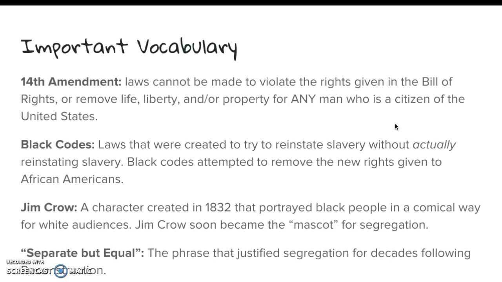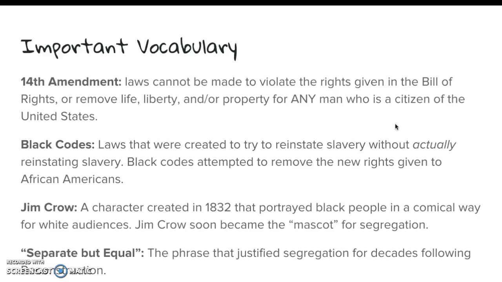Next, we have Jim Crow. So when we talk about Jim Crow laws, it makes sense to know who Jim Crow is. Jim Crow was a satirical character who was created in 1832, and he portrayed black people in a comical way for white audiences. Now, sometimes, you hear those jokes that are super inappropriate and super not cool because they definitely tear somebody down for the sake of being funny. That was the whole purpose of Jim Crow. Jim Crow was a joke made in bad taste, but he soon became the mascot for segregation.